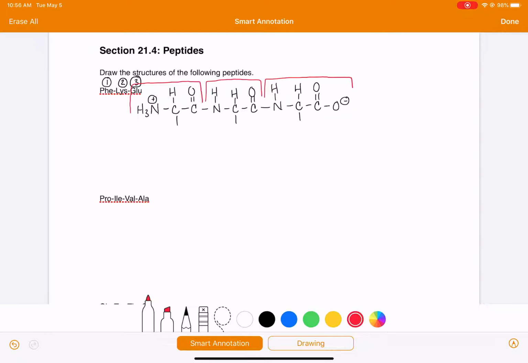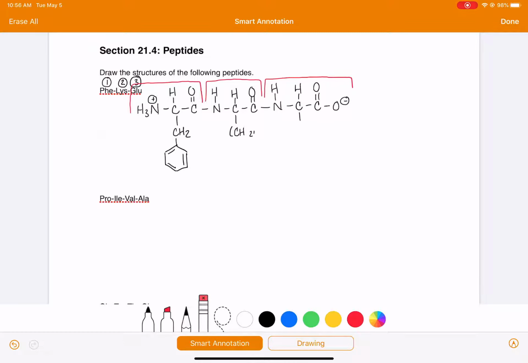PHE, make sure you're looking at a table that has the 3-letter abbreviations. PHE is phenylalanine, and the R group for that is a CH2 with a benzene ring underneath it. Amino acid number 2 is LYS, that's lysine. Go find lysine, don't confuse it with leucine. This is our 4 CH2s.